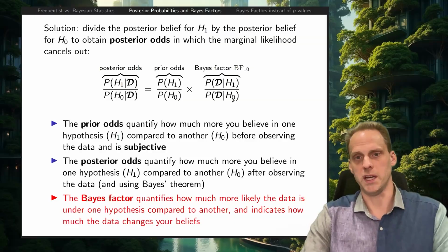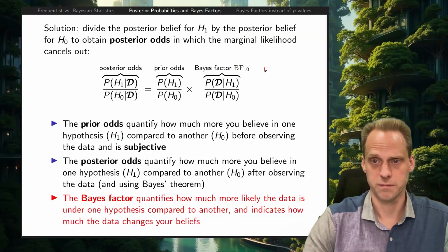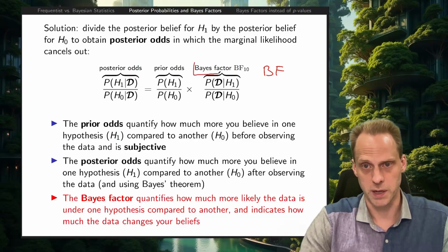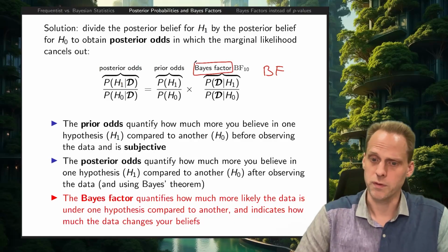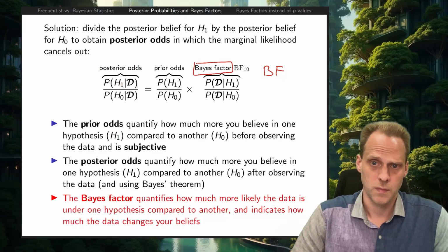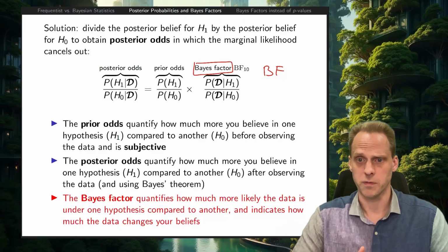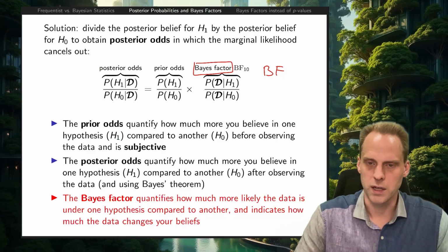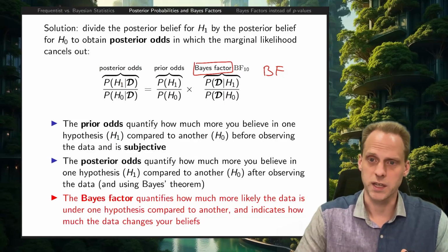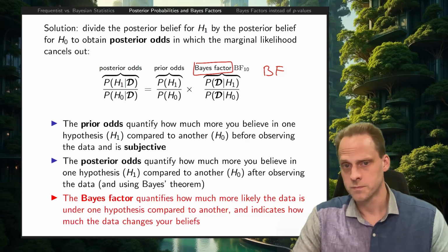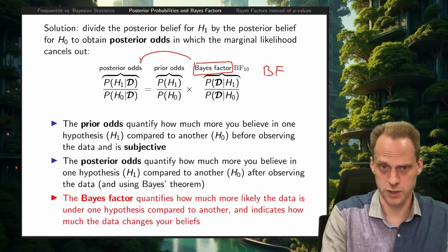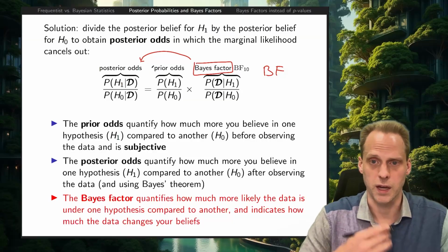We call this the Bayes factor, or BF, like your best friend. And this Bayes factor is what the Bayesians use as an alternative to the p-value. Because it's an objective measure that tells us how likely one hypothesis is compared to another, or how likely the data is under one hypothesis compared to another. And we can use it, theoretically, to update our posterior odds if we want to.